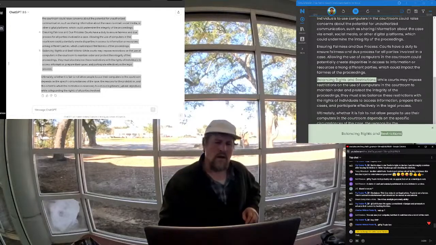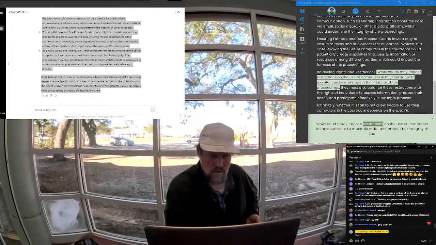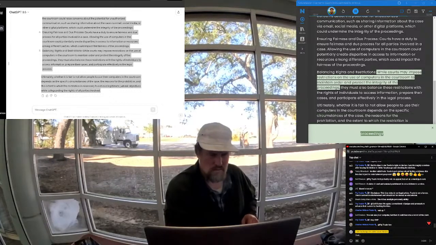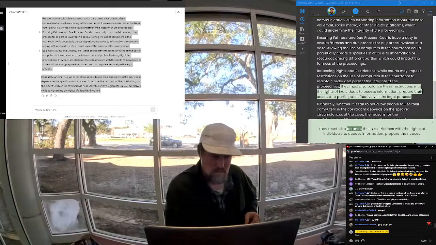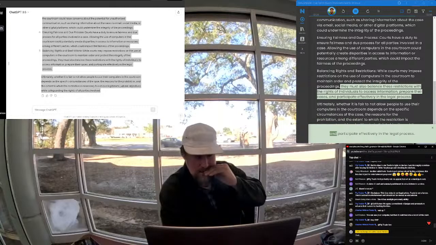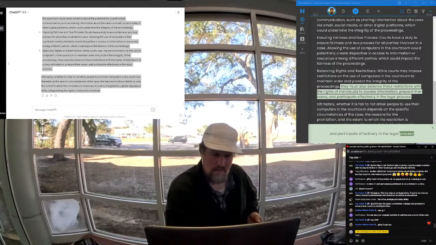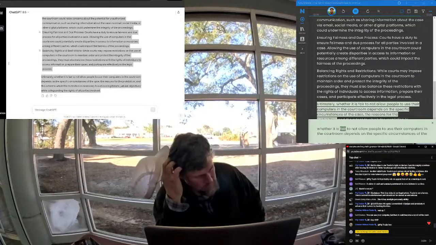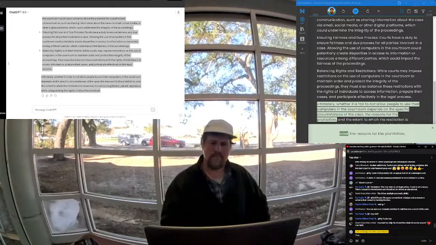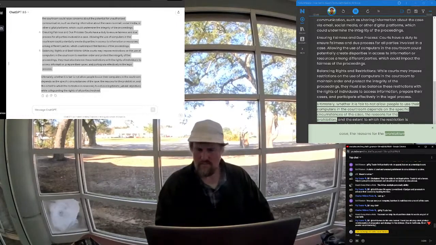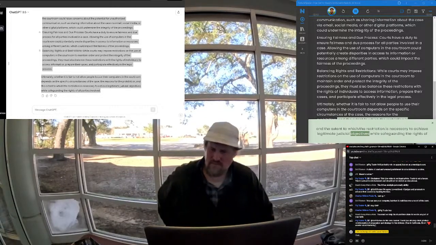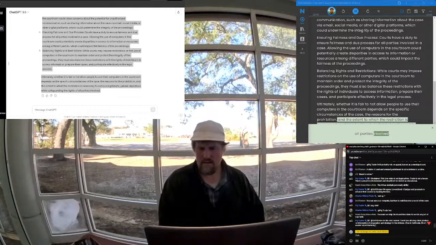Balancing rights and restrictions. While courts may impose restrictions on the use of computers in the courtroom to maintain order and protect the integrity of the proceedings, they must also balance these restrictions with the rights of individuals to access information, prepare their cases, and participate effectively in the legal process. Ultimately, whether it is fair to not allow people to use their computers in the courtroom depends on the specific circumstances of the case, the reasons for the prohibition, and the extent to which the restriction is necessary to achieve legitimate judicial objectives while safeguarding the rights of all parties involved.